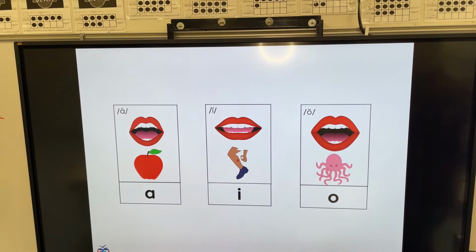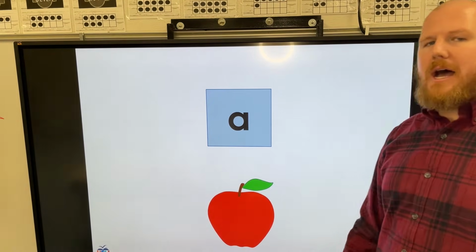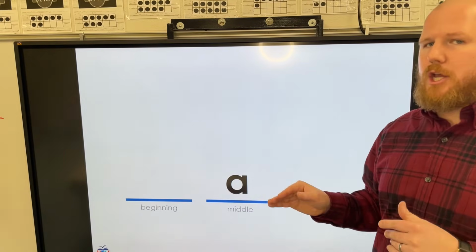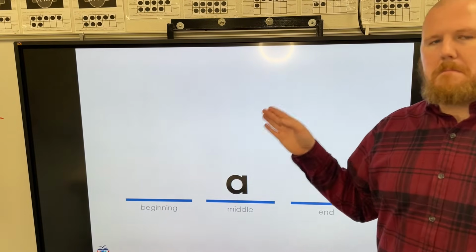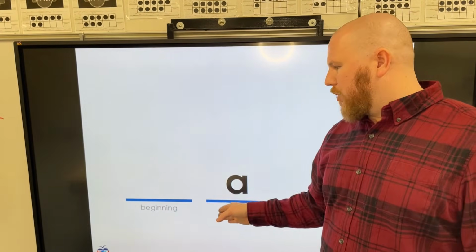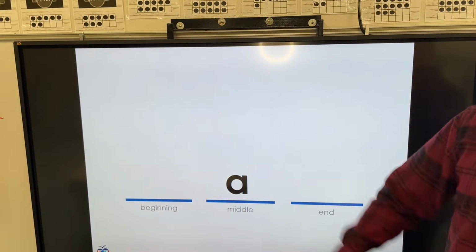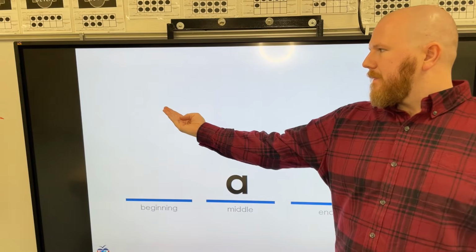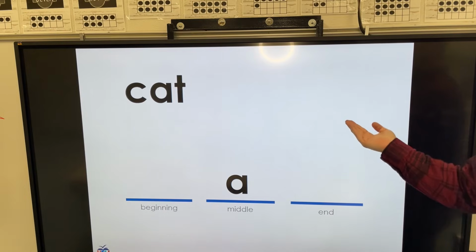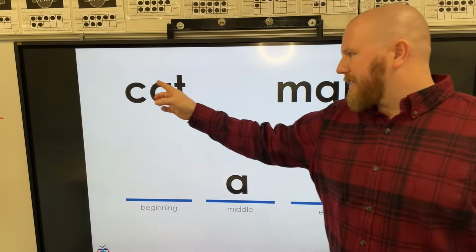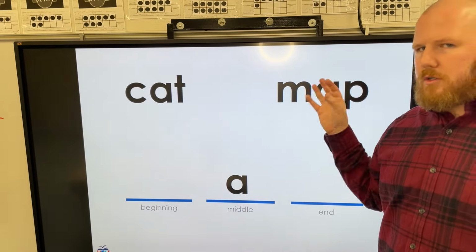So let's take a look at why that is. For A, like apple for instance, it's not making its long sound, it's making a short sound, "ah." You're going to find that in the middle most of the time, between a consonant and a consonant. So consonant, vowel, consonant. For example, words like cat and words like map. So I say "k, at," "m, ap." Those CVC words, those are in the middle.